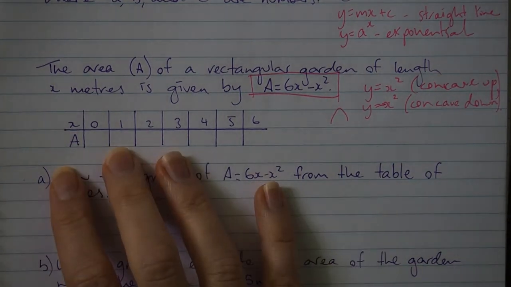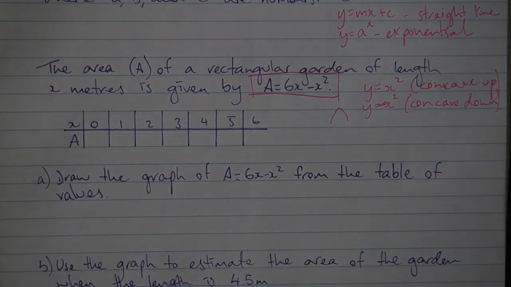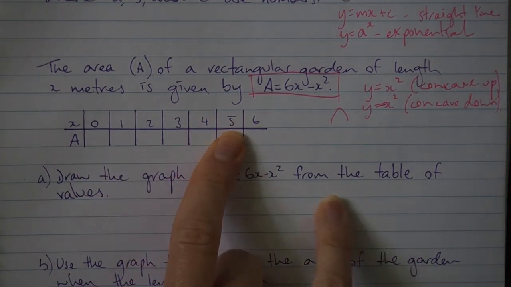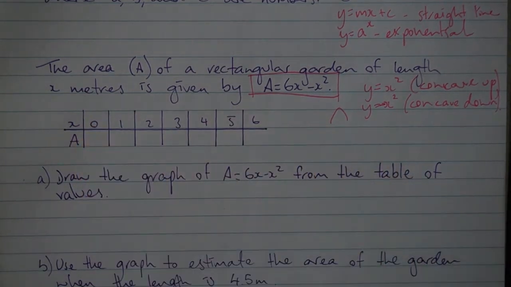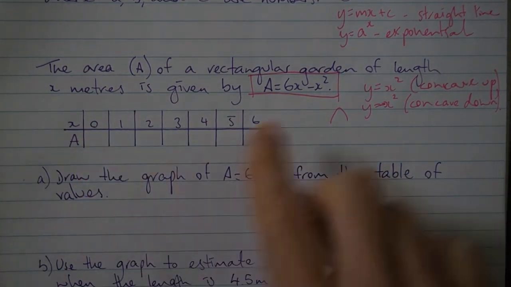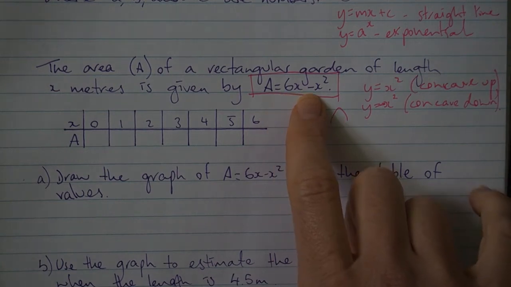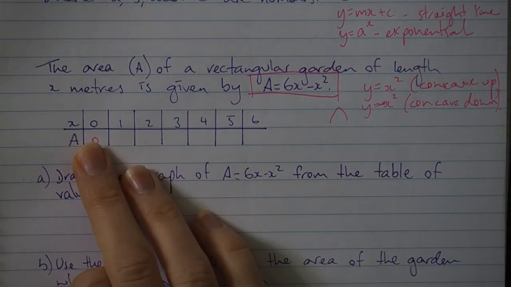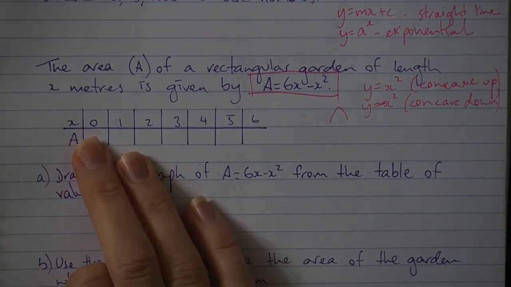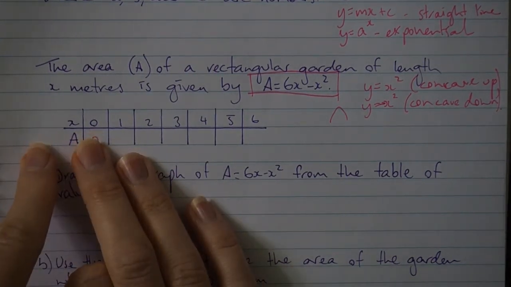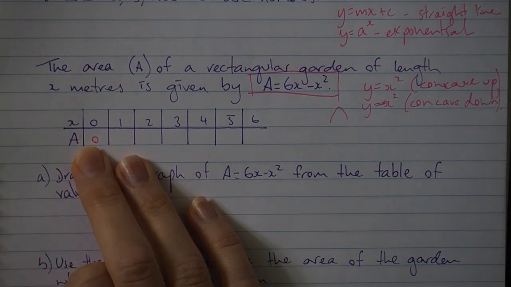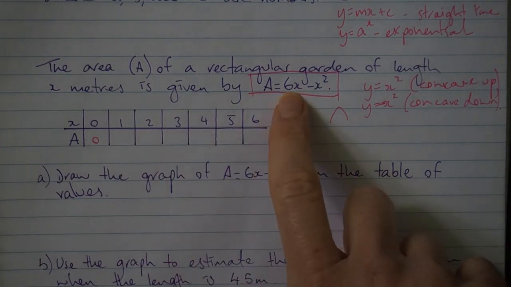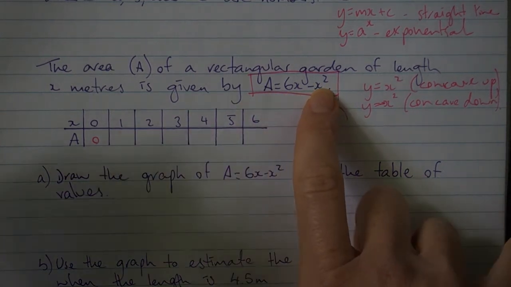We've been given a table of values here which we need to fill in using the x values that we've already been given, and determining our area. So when x is 0, A is going to be 0 because 6 times 0 is 0, take away 0, 0 again. In a real life sense, that means that when the garden length is 0, the area is 0, of course. When the garden length is 1, 6 times 1 is 6, take away 1 squared, which is 1, that gives us 5.